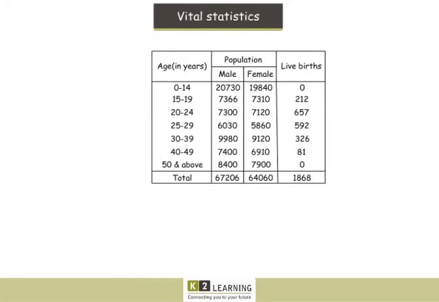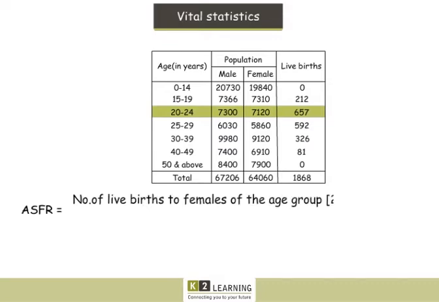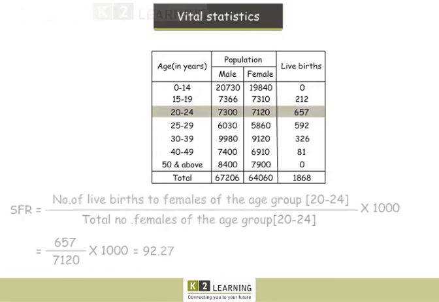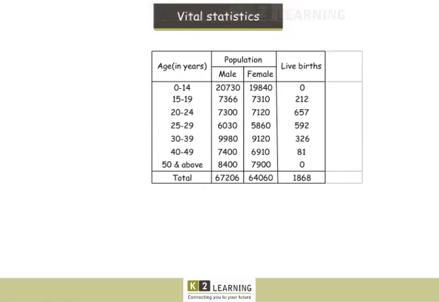Next, for the age-specific fertility rate, consider age group of 20 to 24. ASFR is number of live births for that group divided by total number of women in that group. 657 divided by 7,120 into 1,000 is equal to 92.27. Similarly, for the other age groups, ASFRs are as follows.